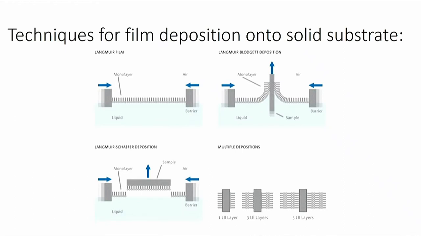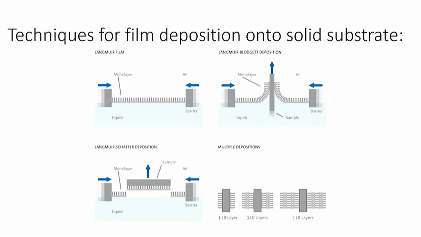Those Langmuir films can also be used to make structures. Once you have created the Langmuir monolayer, you can transfer it onto a solid substrate. You can do it with a vertical substrate that is sunk in the liquid and then extracted. This is the so-called Langmuir-Blodgett deposition, in which you dip and get out, and with each stroke you get an additional layer.